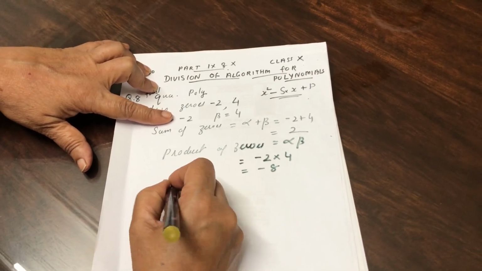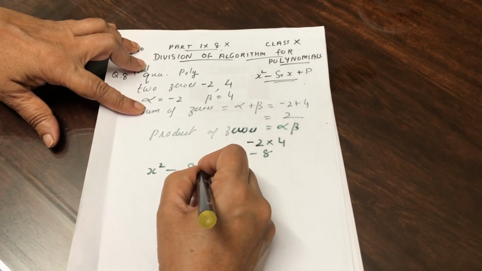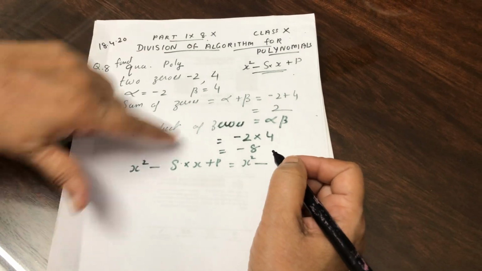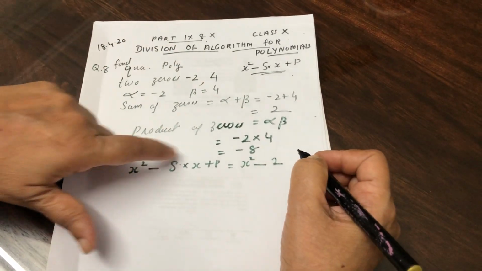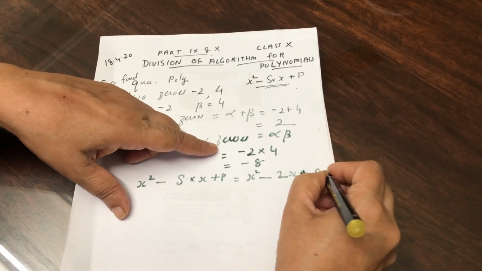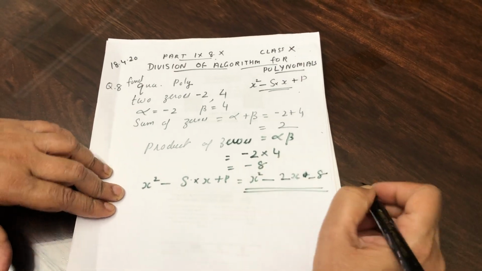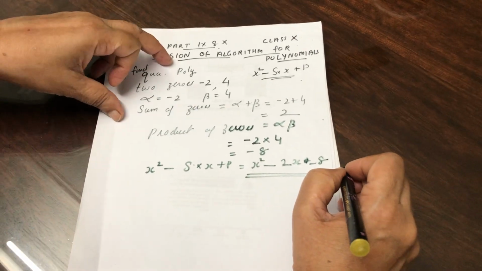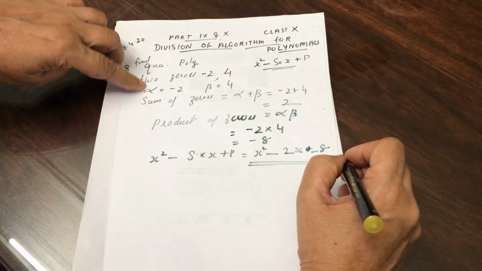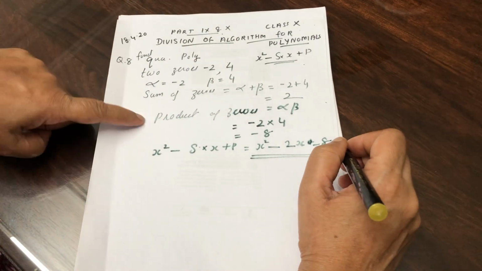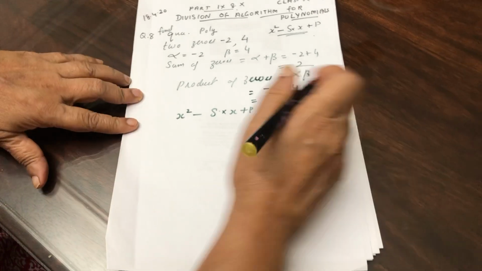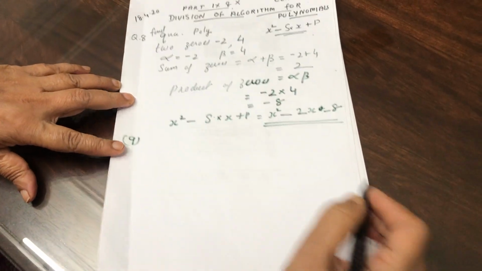Then the quadratic polynomial is x squared minus sx plus p. X squared minus, what is the sum? Sum is 2 and the product is minus 8. So it is x squared minus 2x minus 8, the quadratic polynomial. Here the two zeros are given separately, so you have to find the sum, find the product and write down the quadratic polynomial. Now I am going to teach you the division.